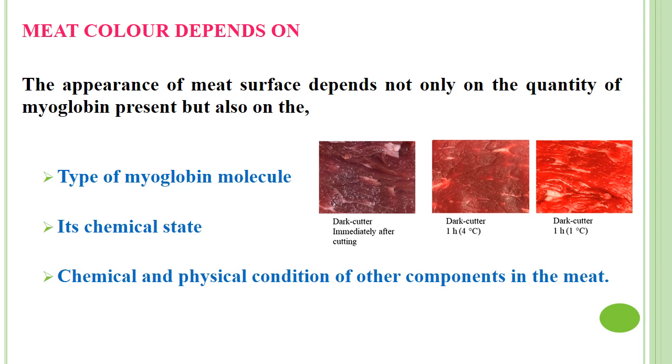Like along with meat there is fat. So in what condition the fat is, that matters. If fat gets oxidized, that will affect the myoglobin and also the color.